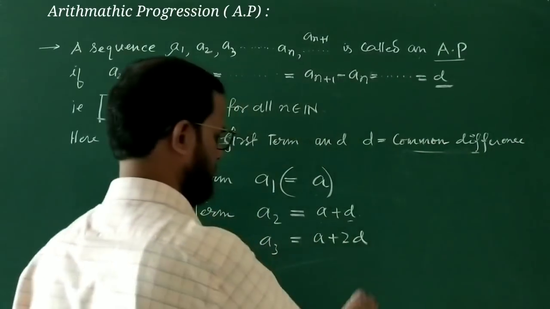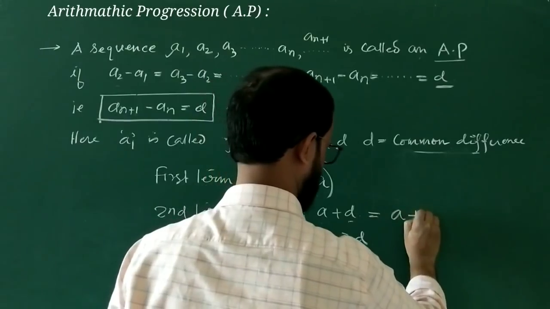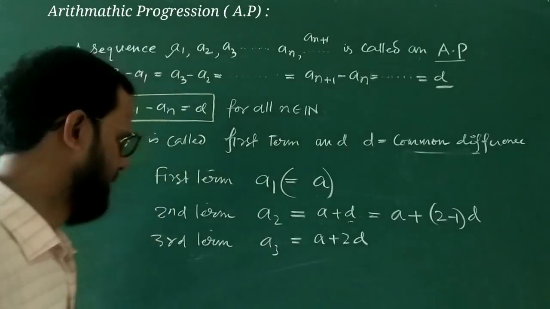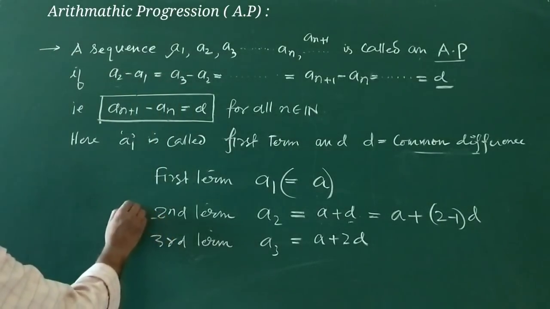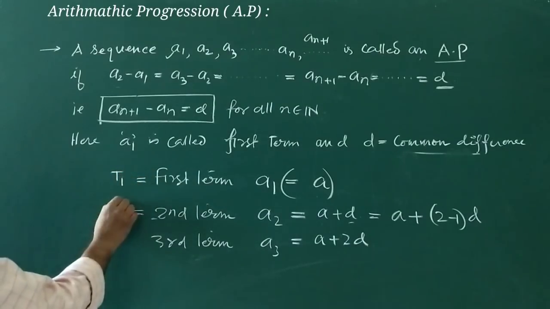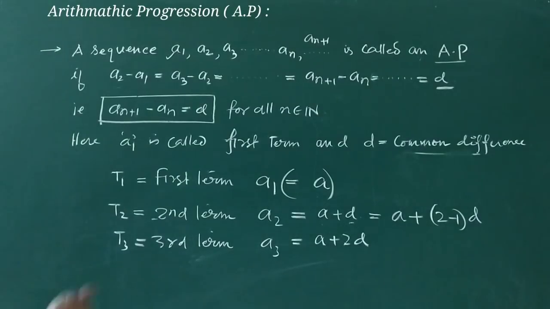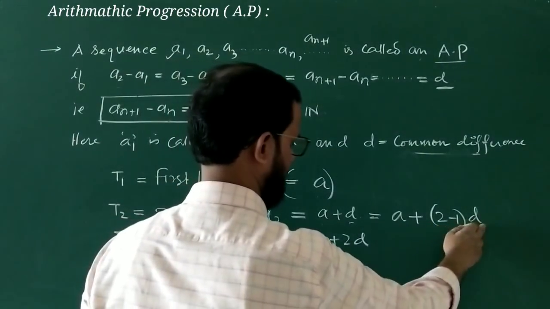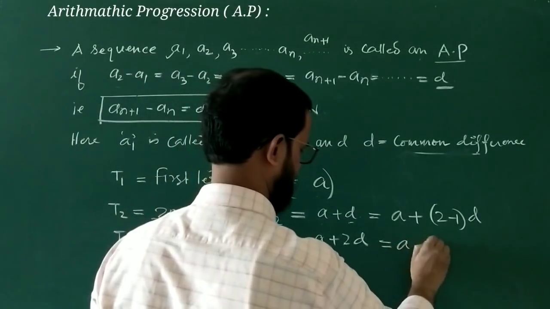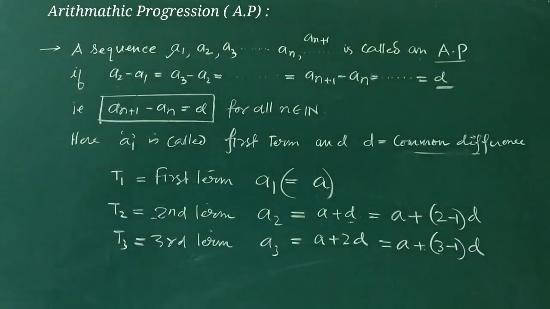Now from these two results you can write a, and this term can be written as a plus 2 minus 1 into d. Suppose the first term is called t1, this is t2, this is t3. When it is t2, it is written as a plus 2 minus 1 into d. When it is t3, it is written as a plus 3 minus 1 into d. Easily we can write this.